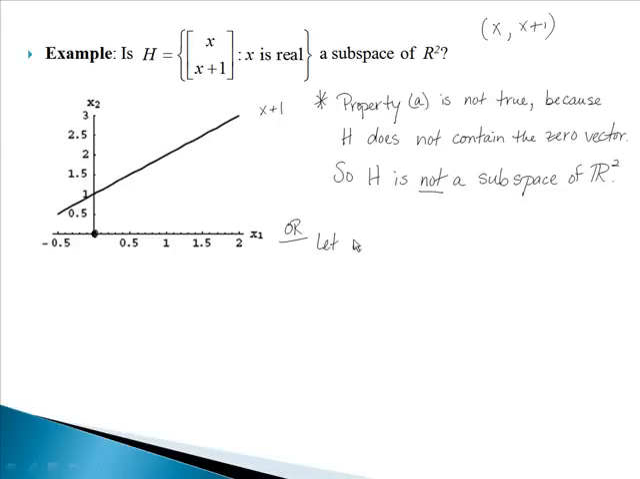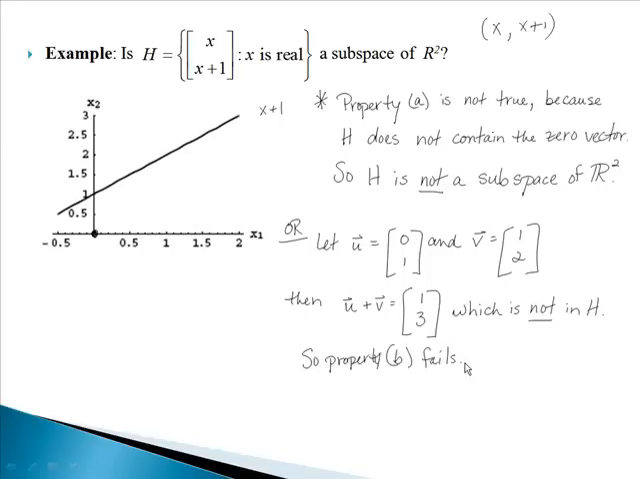So I'm going to let the vector u be 0, 1, and then I will let the vector v be 1, 2. And these are vectors in H because the second entry is 1 more than the first, and that's what this said, x and then x plus 1. So then I want to show that it's not closed under vector addition. So if I was to take u plus v, then I'm adding my two vectors together. So I have 0 plus 1, which is 1, and 1 plus 2, which is 3. And this is not a vector in H. So then property B fails as well.